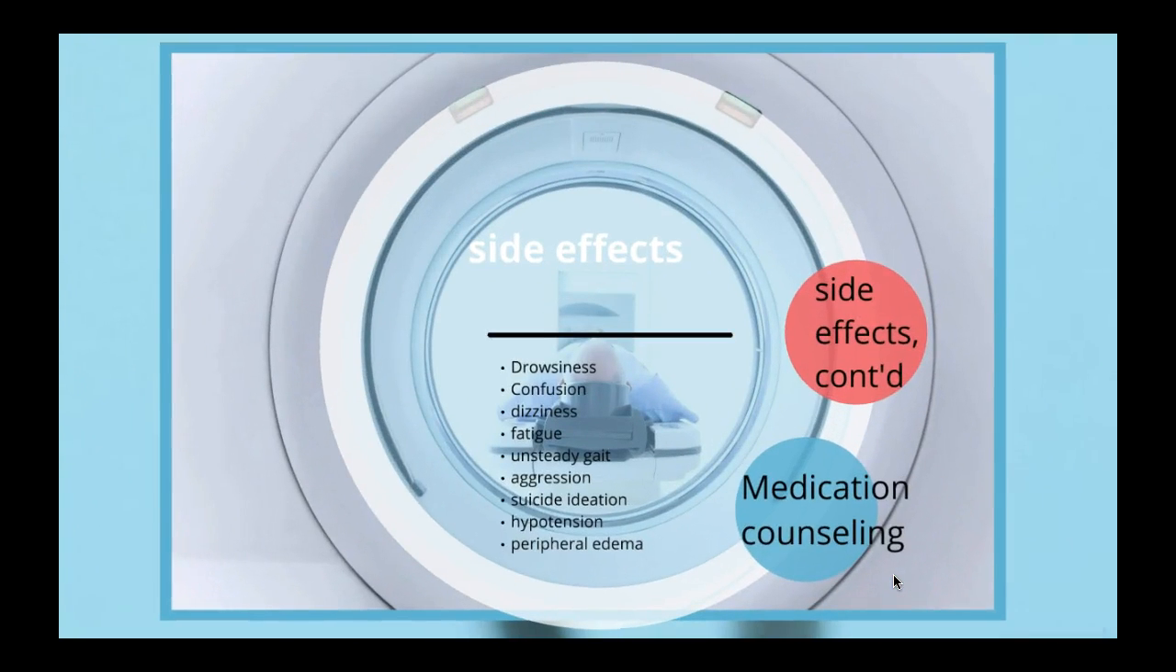Now I'll be talking about some of the side effects. So there's drowsiness. It causes a lot of drowsiness, some confusion, dizziness, some fatigue. So it comes with unsteady gait, of course, when you're dizzy. In some people, you can see some aggressive behavior. There could be some increase in suicidal thoughts. It causes hypotension, and there's usually peripheral edema, that's a swelling of the extremities.